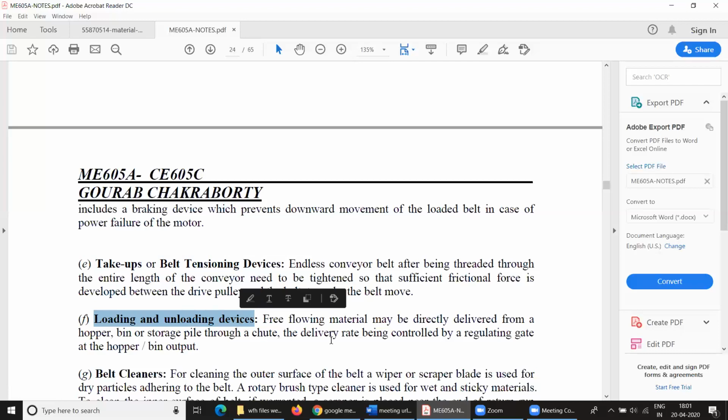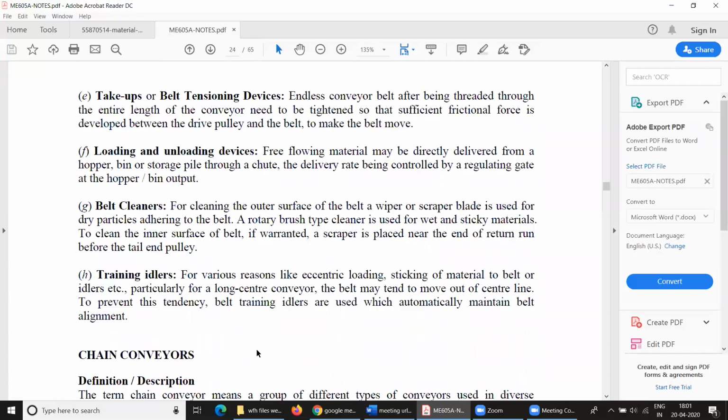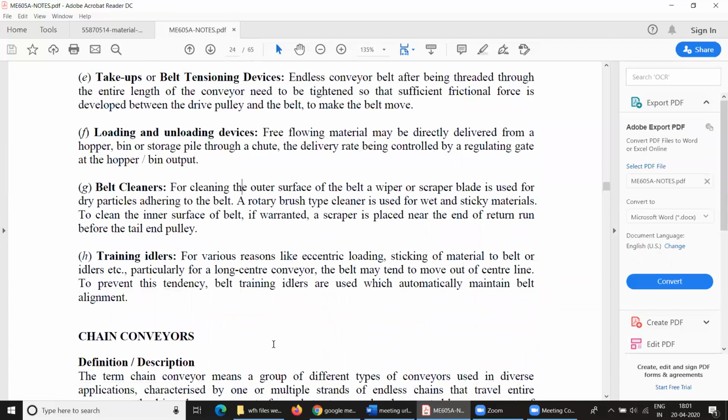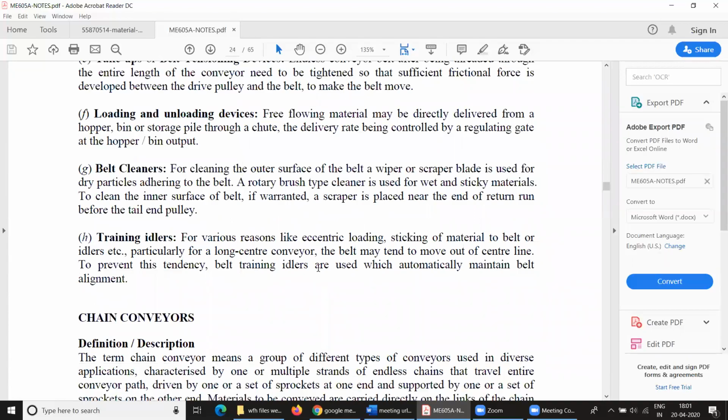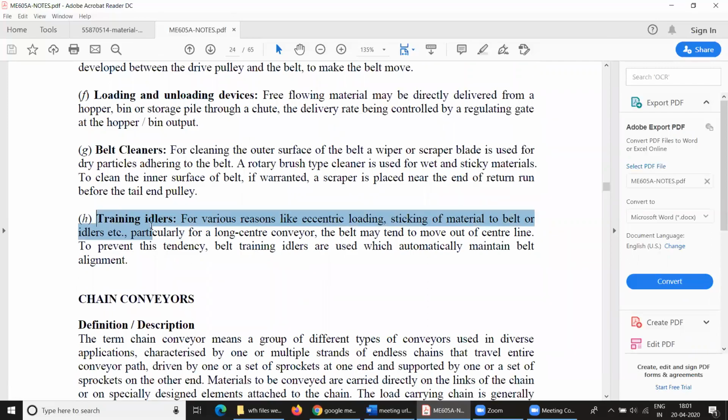Now there are belt cleaners. This is a part of belt. There are training idlers. That is also part of belt. Let me tell you something about the training idlers. The belt training idler consists of an ordinary shaft idler, which is mounted on its base by a pivoted shaft about which it can swivel within a limited angle.